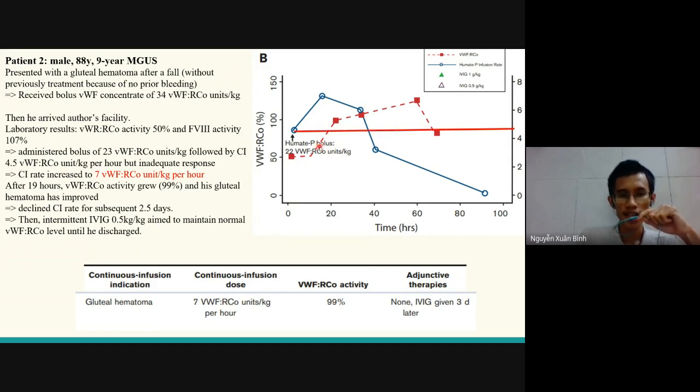Then you can see the red line here. It doesn't increase, or increases slowly. So they decided to increase the rate from 4.5 to 7. At this time, 13 hours after he arrived at the hospital, the von Willebrand factor activity had increased and his gluteal hematoma had improved. So they decided to strongly decrease the continuous infusion. You can see here they stopped the infusion, and then they gave him IVIG to maintain the von Willebrand level.